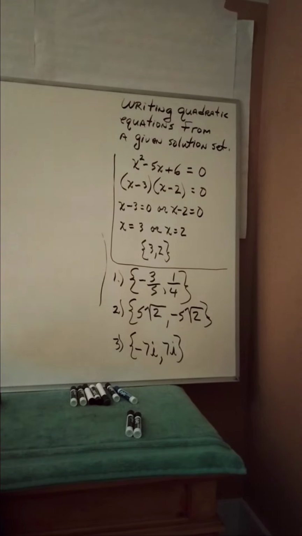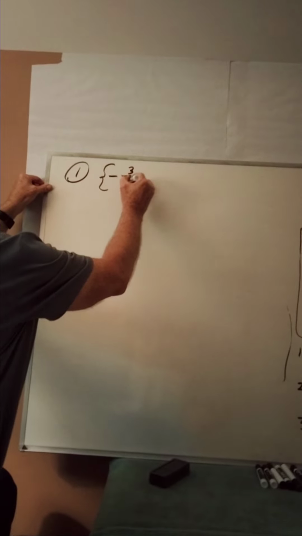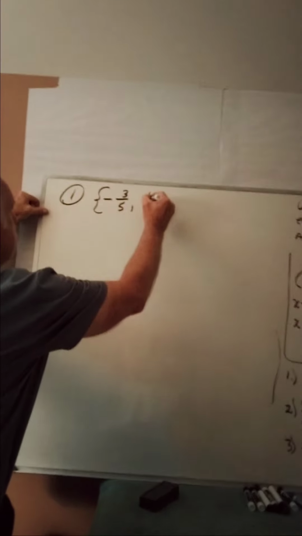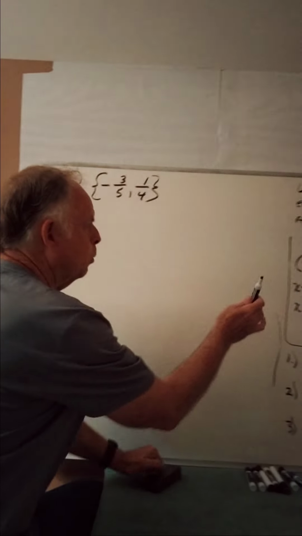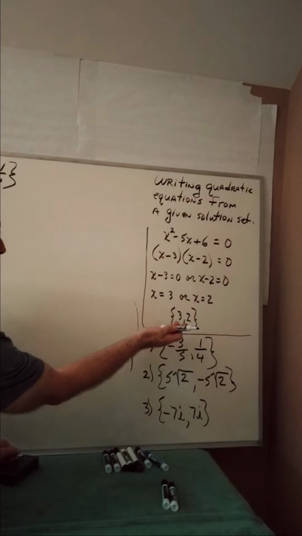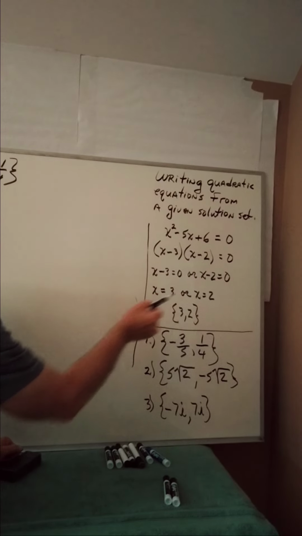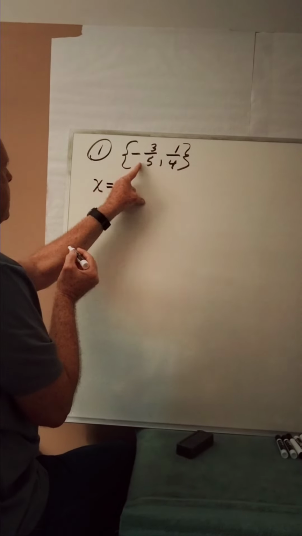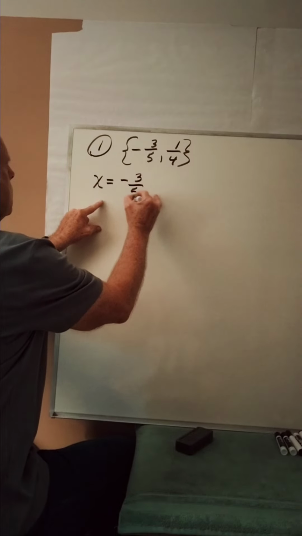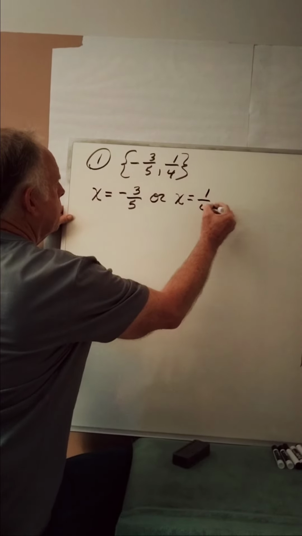Let's start with number 1. I'll write the roster notation. The set whose members are negative 3/5 or a positive 1/4. The first thing that we're going to do is this process that we shared right here. We're going to do it in reverse order. We're going to identify the two values of x that gave us those. Step 1. Bring down x and let it first equal negative 3/5. Or bring down x, and let it also equal 1/4.